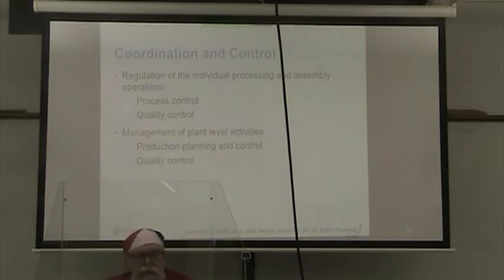All right, so coordination and control. We are regulating our processing and assembly operations. So we have process control and quality control. Something that this author doesn't seem to take into account is actually quality assurance. I guess he's just assuming it's going to be there. Quality assurance is the process of making sure that we have robust processes that give us good quality results in the first place.